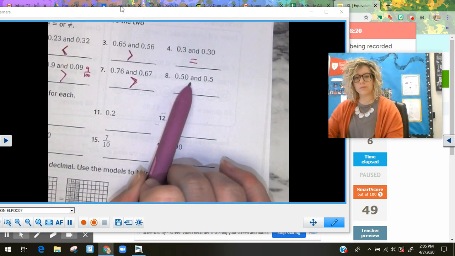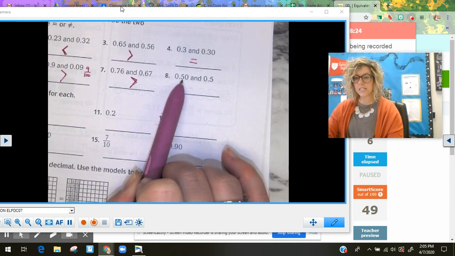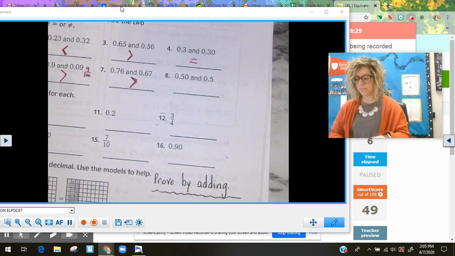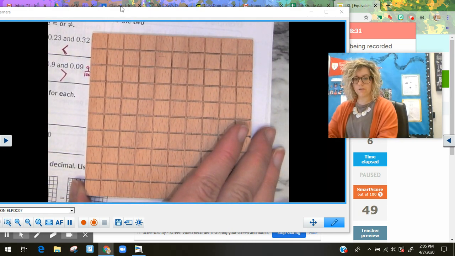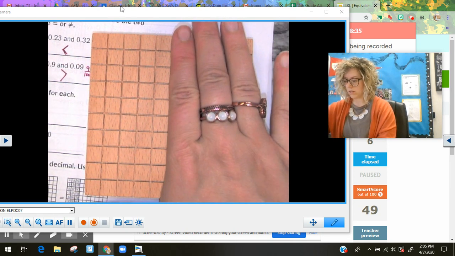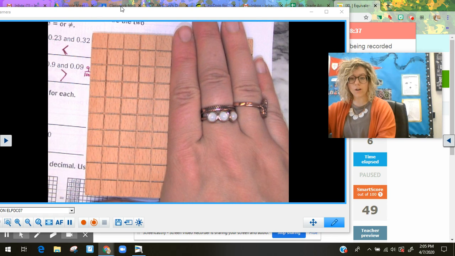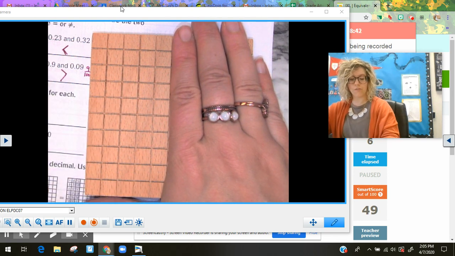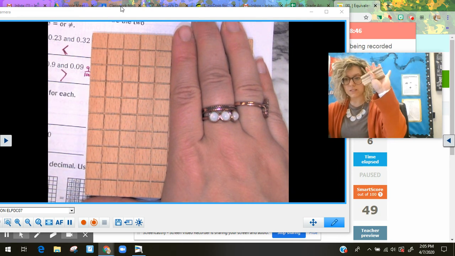Here we go. This is one that might be an equal one. 50 hundredths or 5 tenths. Let's take out my block. 50 hundredths, 10, 20, 30, 40, 50. Okay? Or 5 tenths. So it's this or 5 of these single sticks.